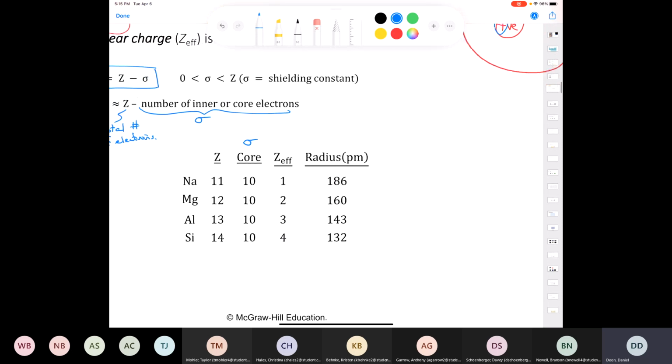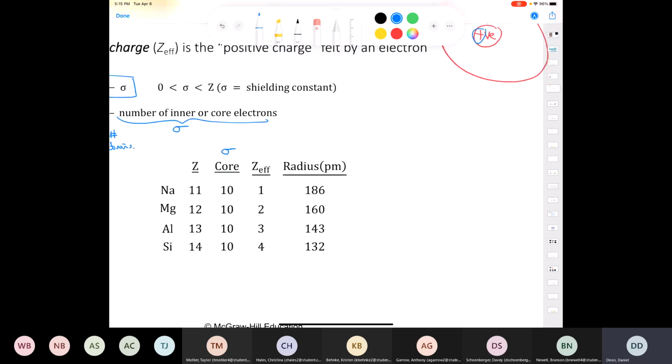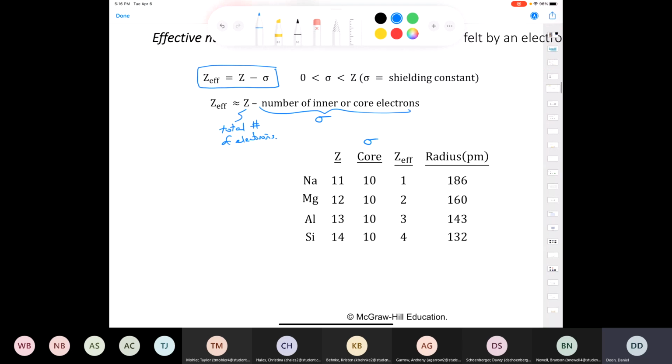Anyhow, if you're wondering what I mean by that, let me show you. Let's take a look at sodium and write out a shorthand electron configuration. The shorthand electron configuration for sodium would be neon 3s1. For magnesium it would be neon 3s2. For aluminum it would be neon, you can see where I'm going here, 3s2 3p1. The shorthand for silicon is neon 3s2 3p2. So how many core electrons do we have?